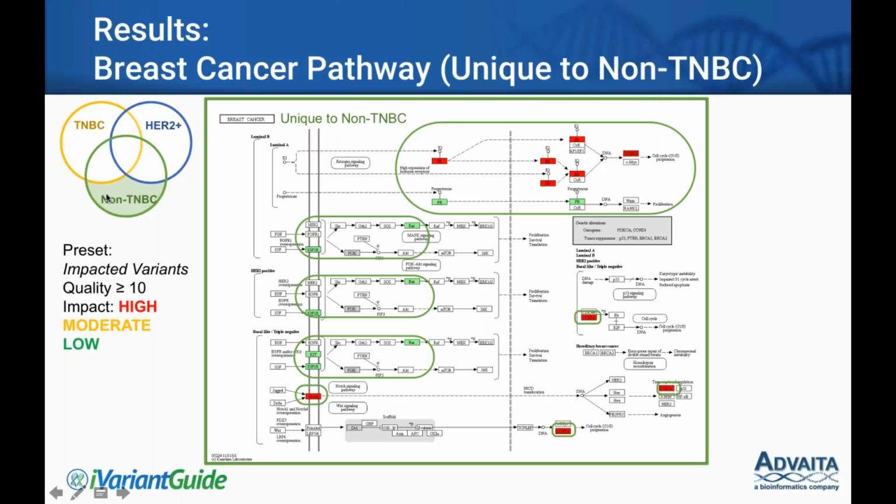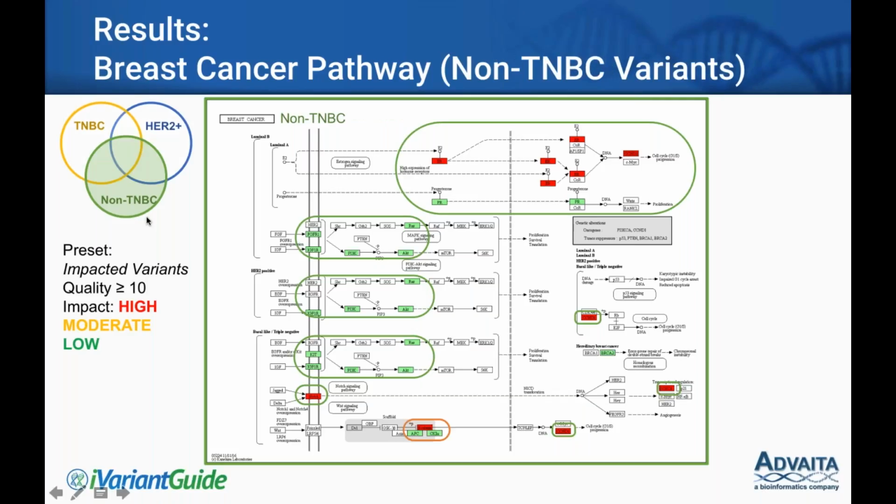If we then look at the entire green circle and say, okay, fine, we can include things that overlap, but we really want to focus on non-TNBC. What we'll see now is a few extra things. So now, all of a sudden, we have a few more variants in PI3 kinase and AKT, as well as down here at the bottom, there's some new variants here as well.